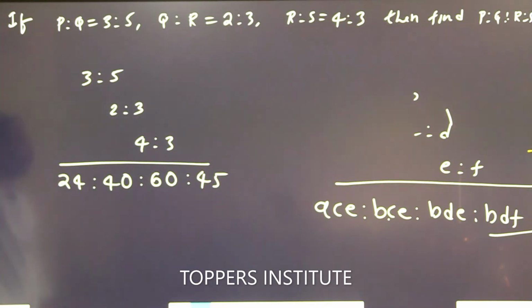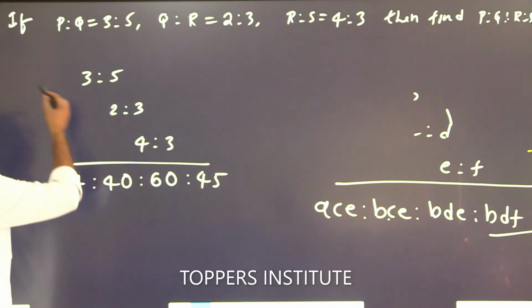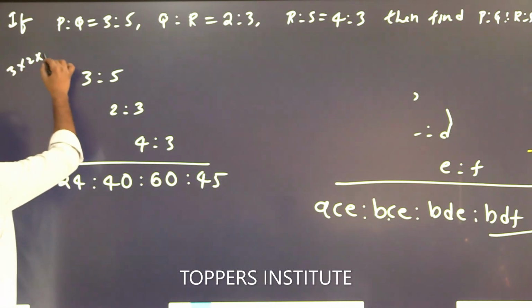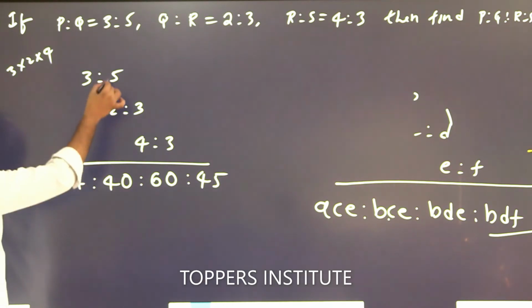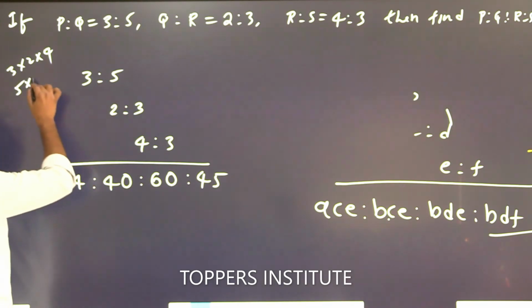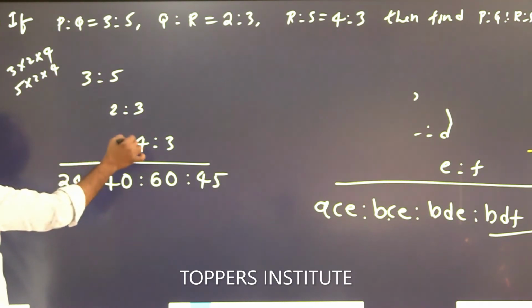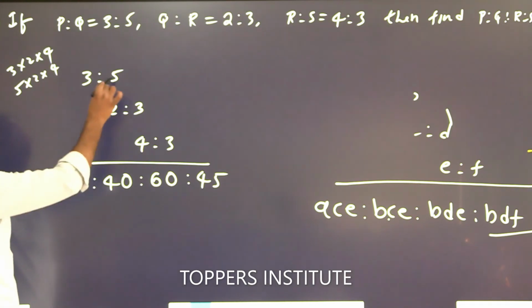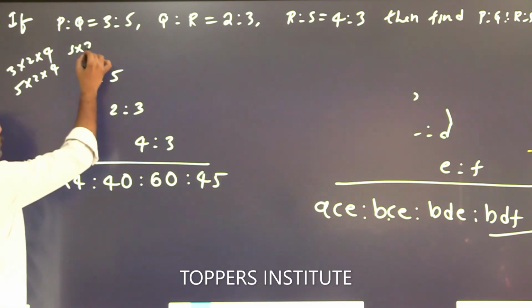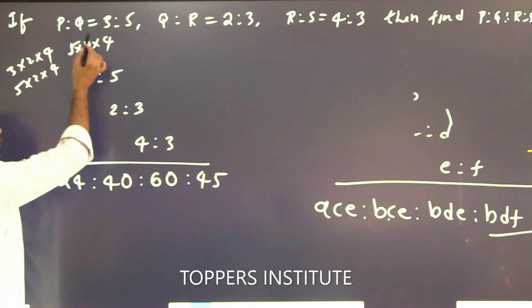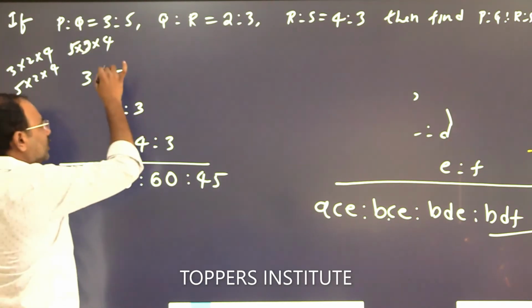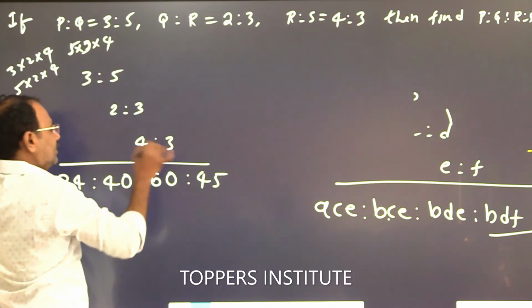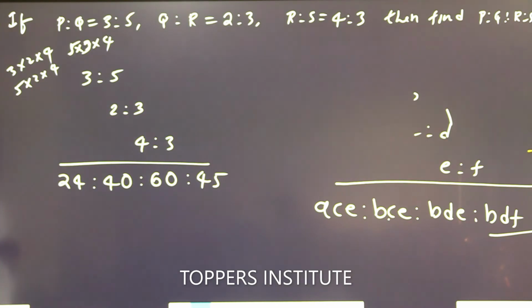Once again, the first term is 3 into 2 into 4. Second term is 5 into 2 into 4. Third term is 5 into 3 into 4. Next, the last, fourth term is 5 into 3 into 3, 5 3s are 15, 15 3s are 45. So there is no common factor of 24, 40, 60 and 45.